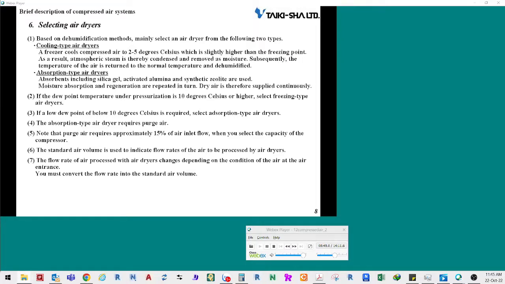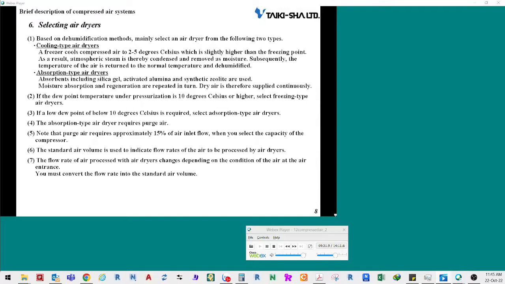If the dew point temperature under pressurization is 10 degrees Celsius or higher, select freezing type air dryers. If a low dew point at below 10 degrees Celsius is required, select absorption type air dryers. The absorption type air dryer requires purge air. Note that purge air requires approximately 15% of air inlet flow when you select the capacity of the compressor.